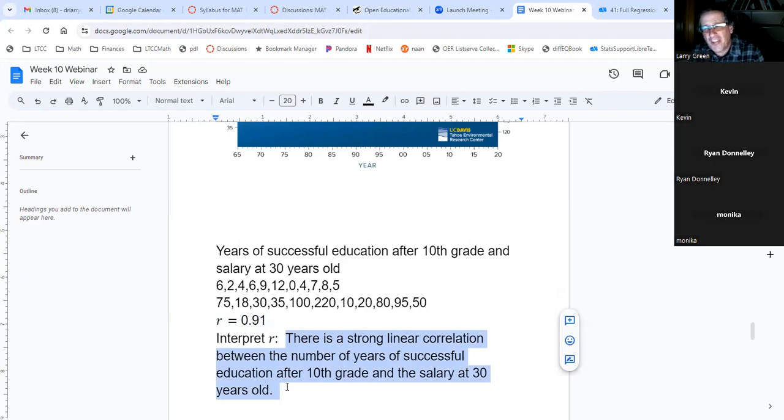By the way, if it was salary at, say, 20 years old, it probably wouldn't be that great a correlation. It'd probably be a negative correlation, actually, because 20-year-olds are in college and not making much money. But at 30 years old, that's enough to see it. Any questions on this idea?